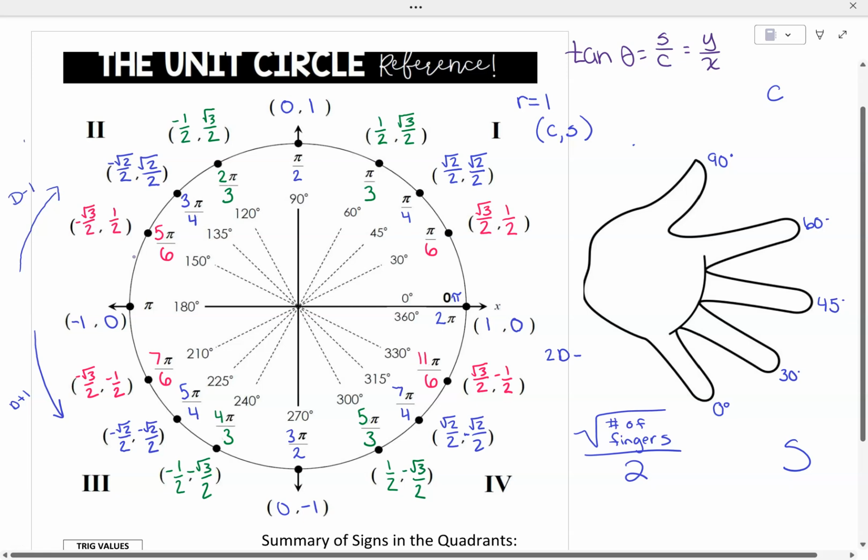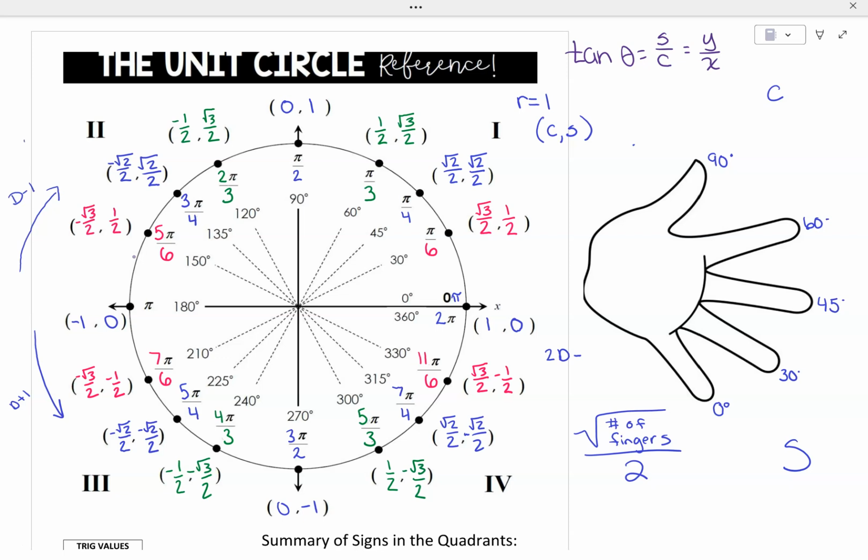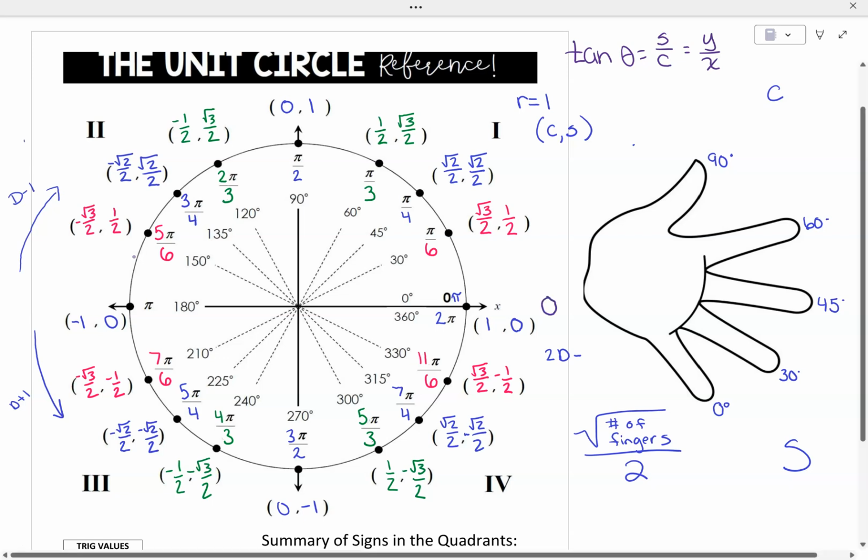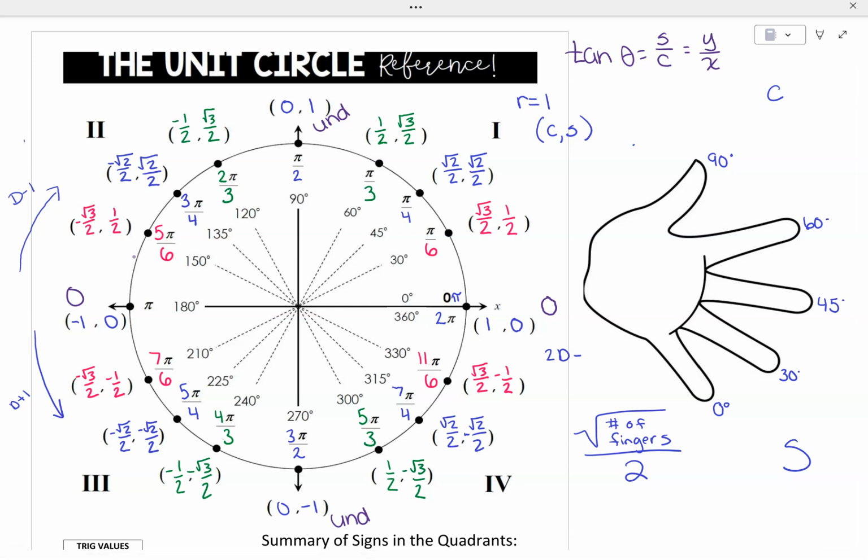Let's start with quadrantal first. 0 divided by 1 is 0. 1 divided by 0 is undefined. 0 divided by negative 1 is 0. Negative 1 divided by 0 is undefined. So your quadrantal ones for tangent are only going to be 0 or undefined. Okay? So now let's go look at your other ones.